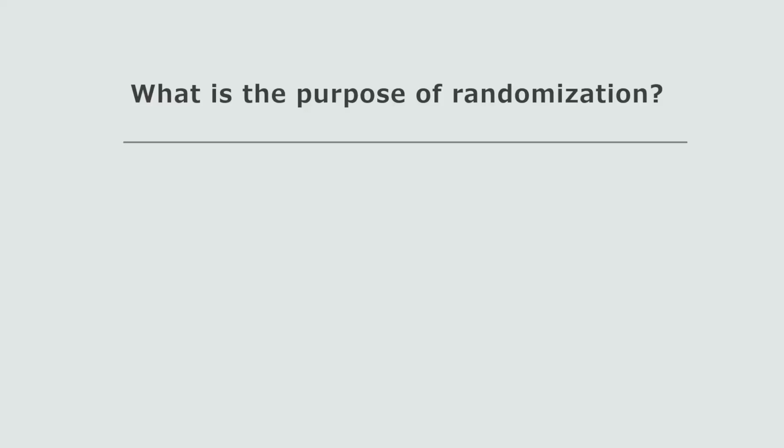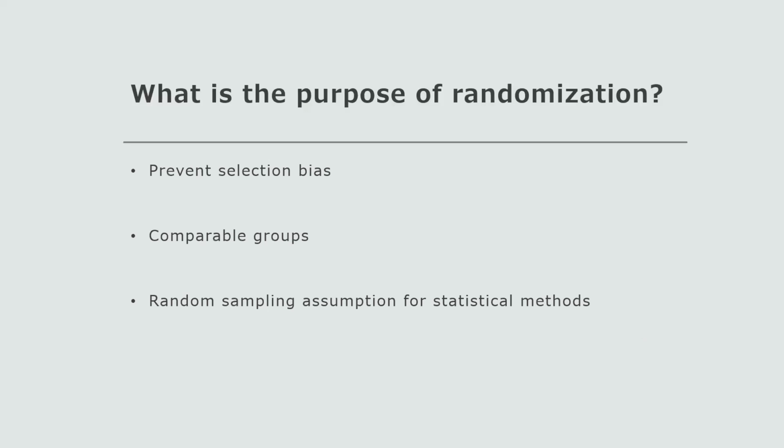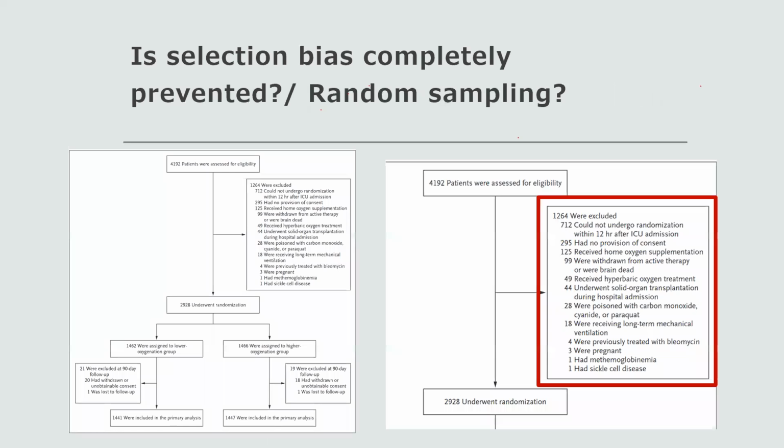So I was thinking about preventing selection bias, to have comparable groups between control and treatment, and for your statistical methods there you can use random sampling assumptions. So let's check for these purposes. Let's talk about selection bias and random sampling.